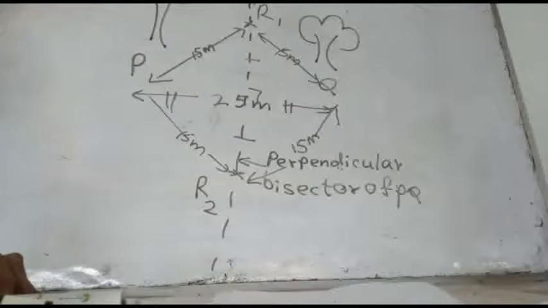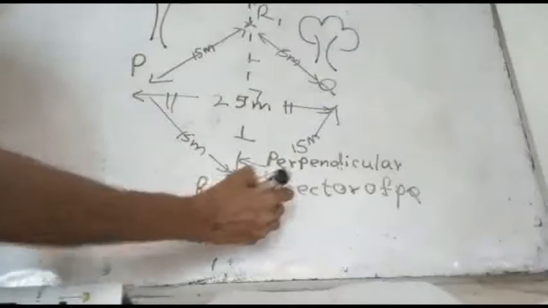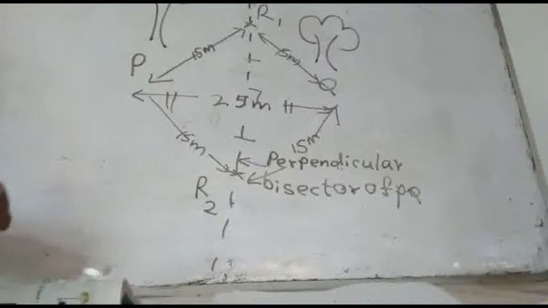It is required to cut a drain equidistant from the trees. Draw a rough sketch and indicate the location of the drain. This is the drain. It is the perpendicular bisector of PQ. Please write: the drain is the perpendicular bisector of the straight line segment PQ.